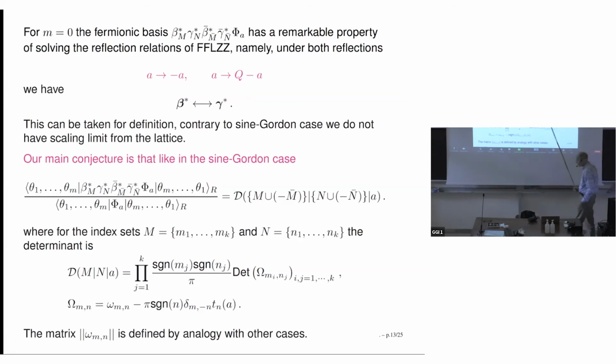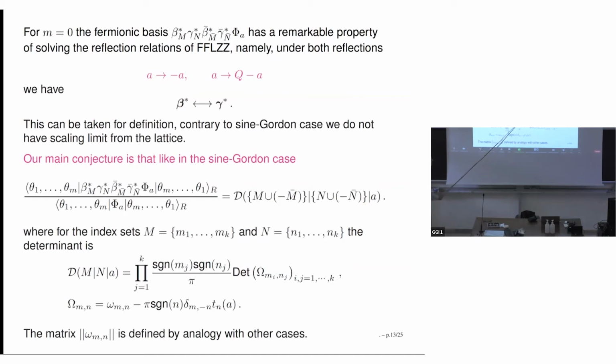But the important conjecture here is that the one-point functions for the descendants created by these fermions are given just by determinants of this kind, of one infinite matrix, or half-infinite matrix, an infinite matrix like that, which I will describe in a moment.